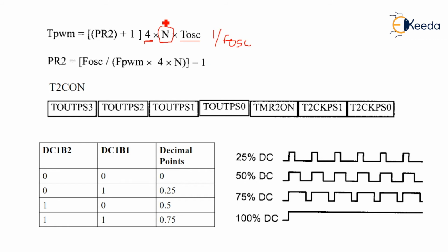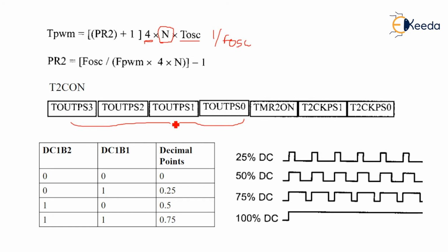T2CON is the Timer 2 control register. The bits TOUTPS3, TOUTPS2, TOUTPS1 and TOUTPS0 decide the postscale value. We have two, prescaler and postscaler, so these four bits decide the postscale. If it is 0000, then it is 1:1 postscale. If it is 0001, then it is 1:2. If it is 0010, it gives 1:3. So we have 16 combinations with these 4 bits.